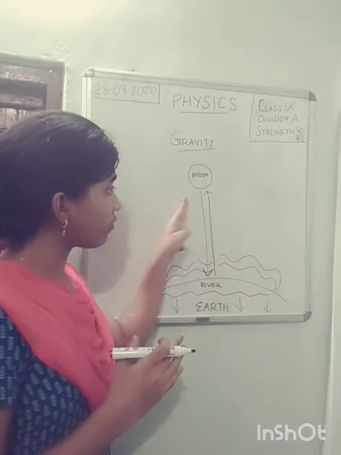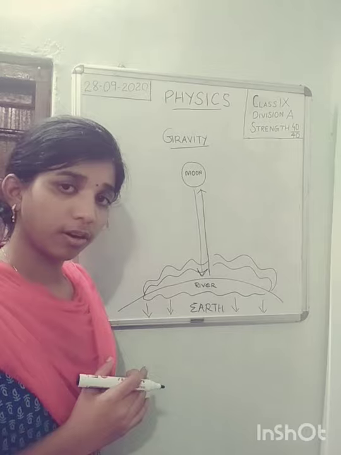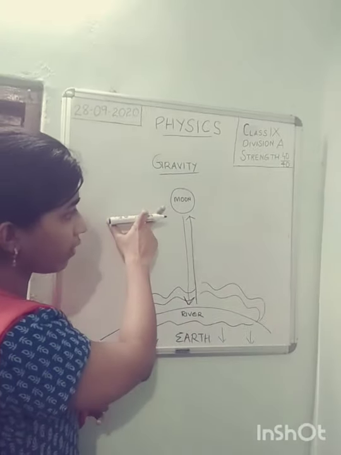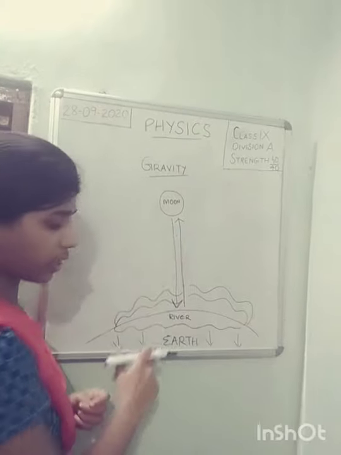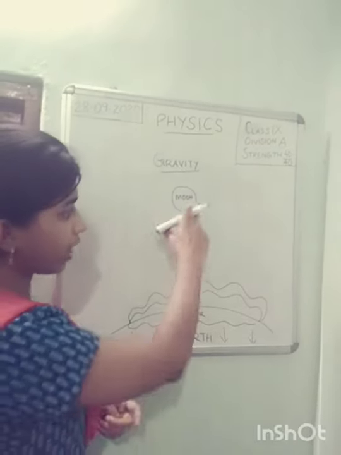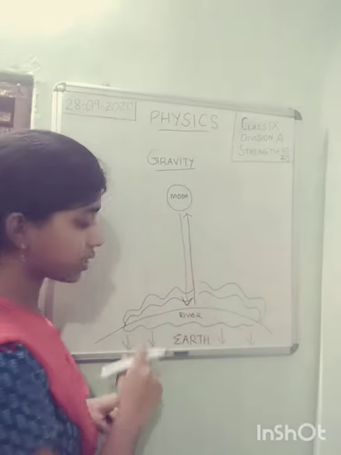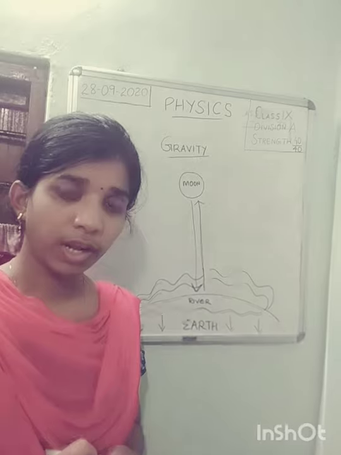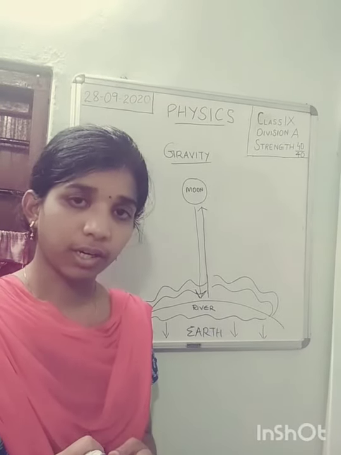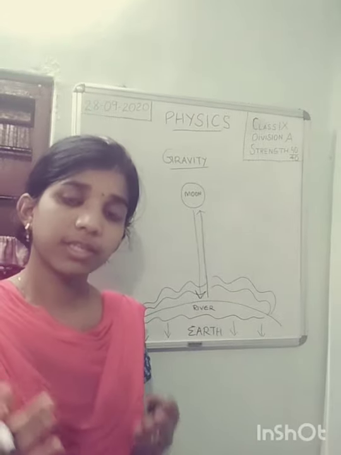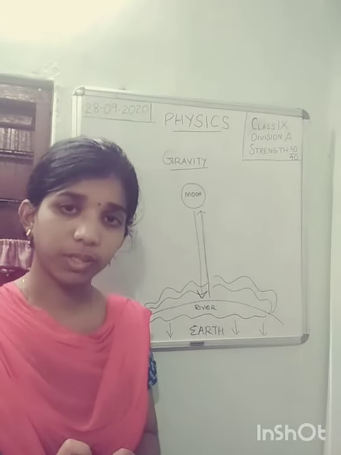And this mutual force of attraction is called gravity. Here, moon is attracting by using its gravitational force. Here, earth is attracting using earth's gravitational force. So, moon has a gravitational force and earth has a gravitational force. So, not only earth and moon, any two objects in the universe experience this attractive force. They experience a mutual attractive force between them.